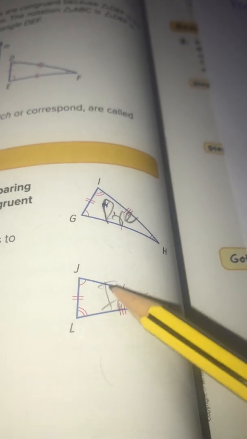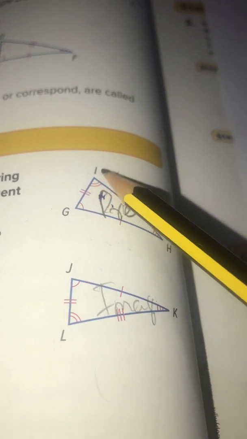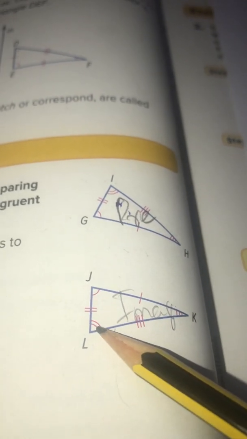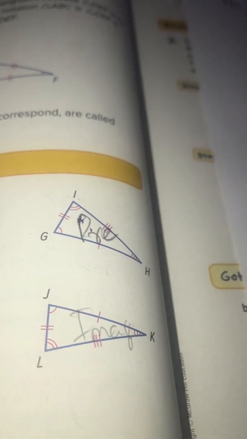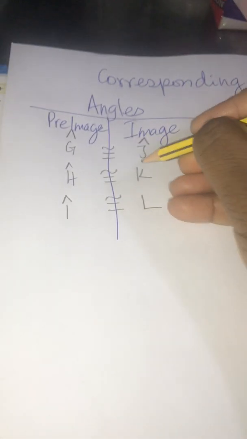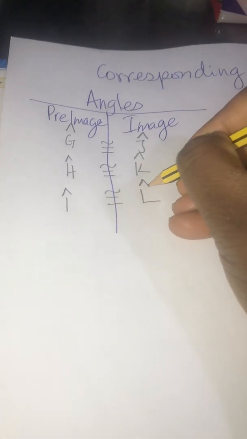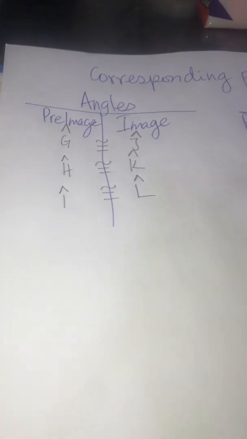Now I go here. I has 2, so L will go with I. G has 1, J. And H has 3, K has 3. So there, I have filled my table.